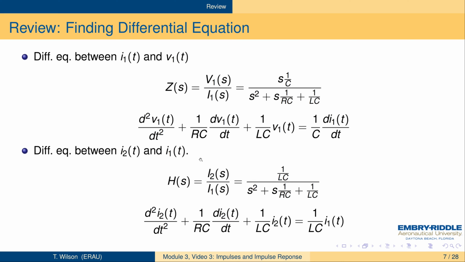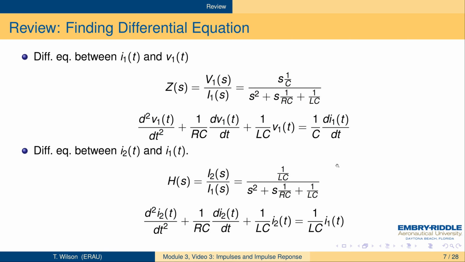We can do the same thing on the transfer function. We cross multiply to get the second derivative of I2 plus 1 over RC times the first derivative of I2 plus 1 over LC times I2 equals 1 over LC times I1. You can see that you need to develop the technique of reading off the differential equation from the transfer function without formally going through the cross multiplication.